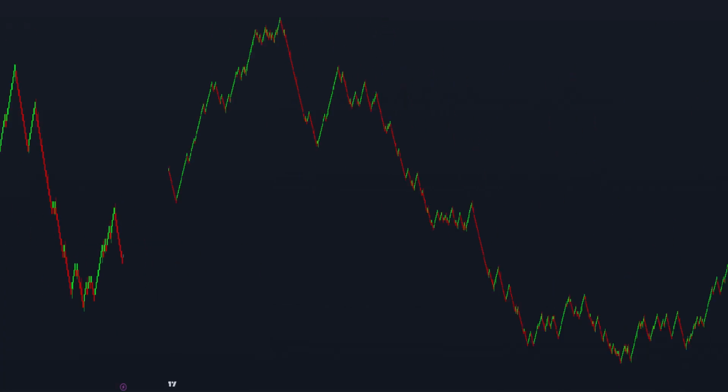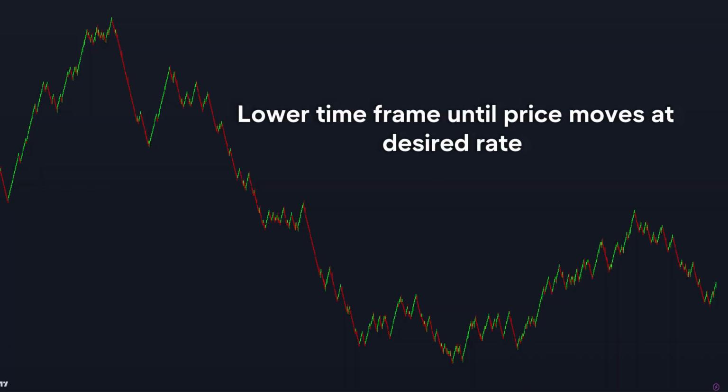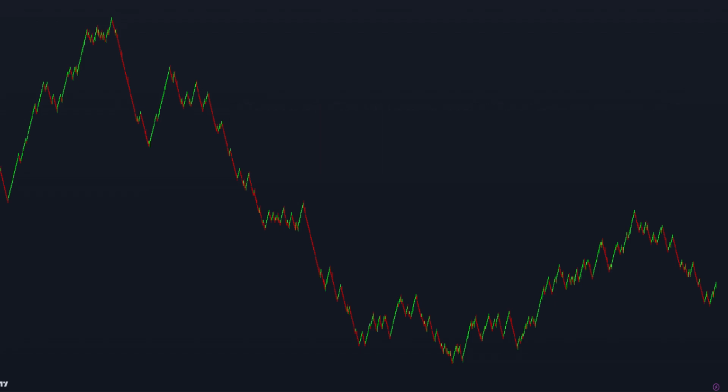You can lower the time frame until whatever security you're trading is moving at a rate that works for your trading style. If you are doing intraday trading and notice not enough price movement is being captured to trade, try lowering the time frame. You can also lower the ATR length like I mentioned before to capture more price movement.